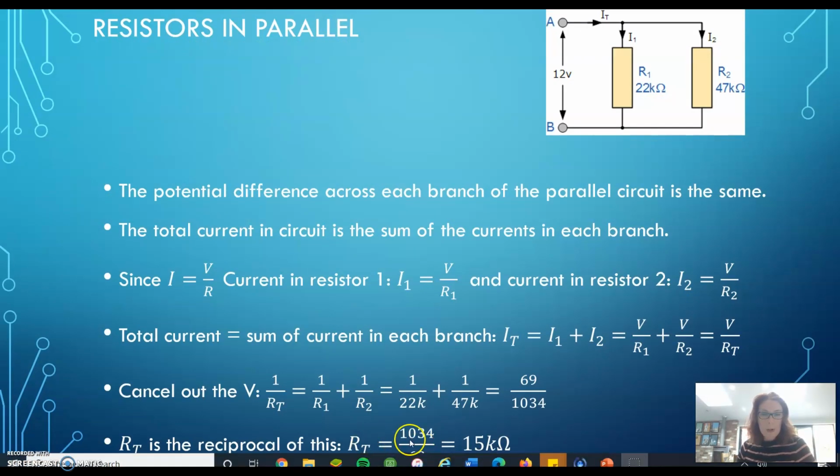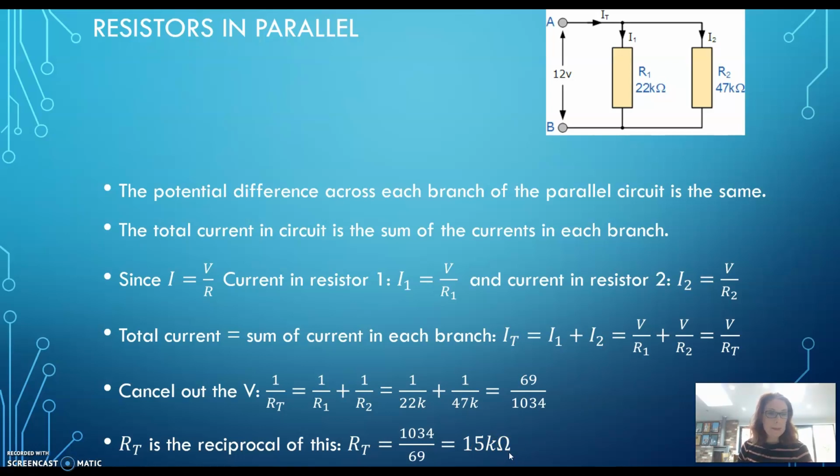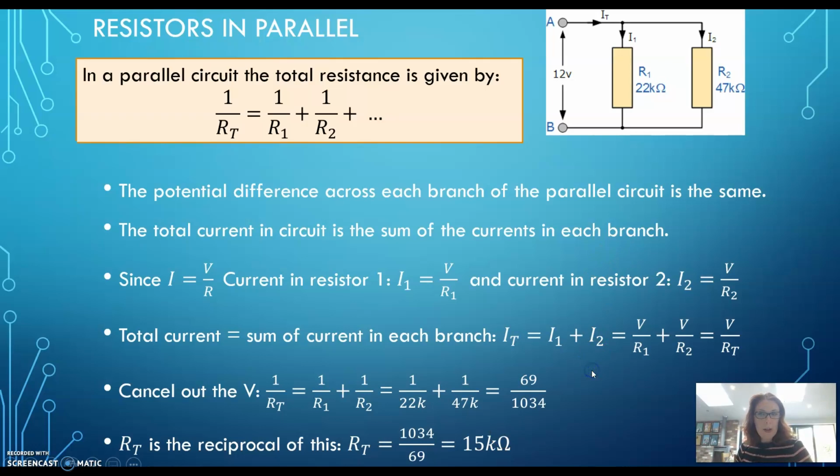Okay, RT is equal to 1034 over 69, which is 15,000 ohms. So the equation for resistors in parallel is given by 1 over RT is equal to 1 over R1 plus 1 over R2, and then you carry on for how many you've got. You've got to remember to flip it up the other way when you get to the end.